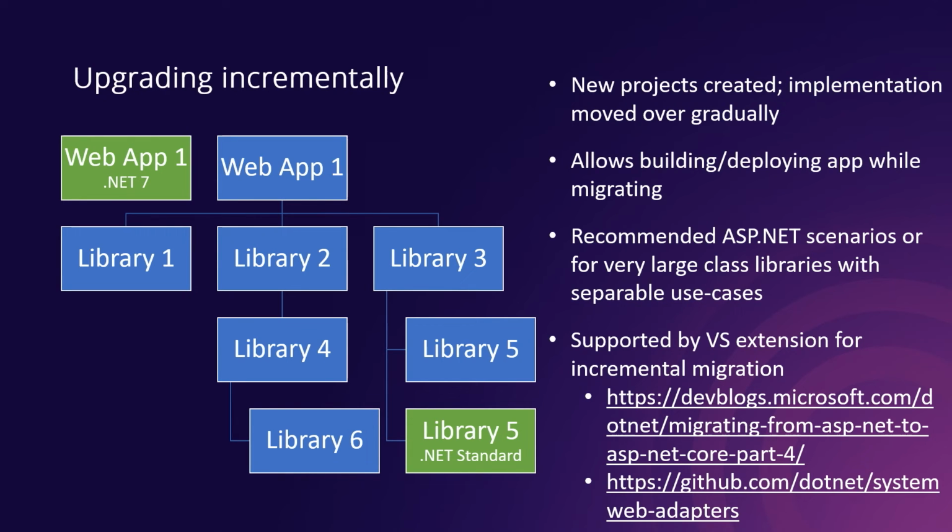Like I mentioned on the previous slide, this is going to allow you to have two apps that can build and run, that can be deployed even before you've migrated all of the code over. Of course, as you move over parts of Web App 1 to the new .NET 7 version of that app, if they depend on Library 1 or Library 2 or Library 3, you'll have to migrate those libraries as well as they're needed. But you can sort of pick and choose the vertical slices of your application that you want to start with. As mentioned, this is what we're recommending for ASP.NET scenarios, as well as very large class libraries.